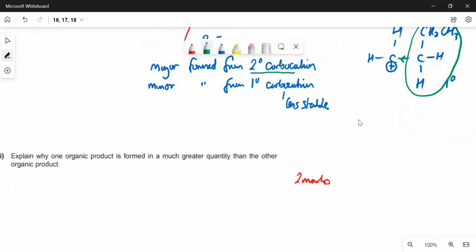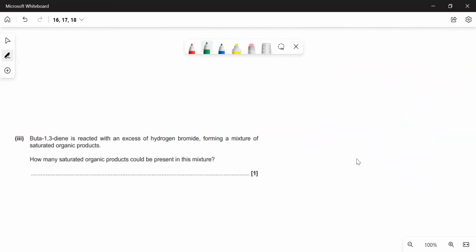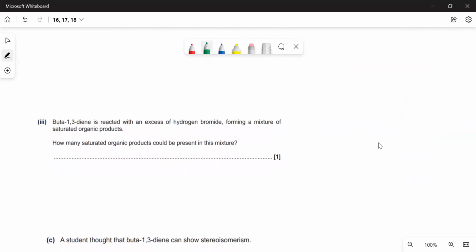Okay, moving on. Buta-1,3-diene is reacted with an excess of hydrogen bromide, forming a mixture of saturated products. We're going to react both double bonds. How many saturated products can be present in this mixture? Well, let's just draw butadiene here.